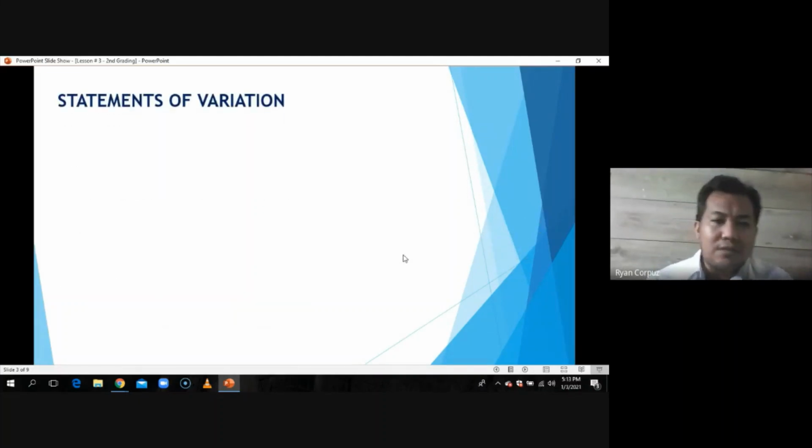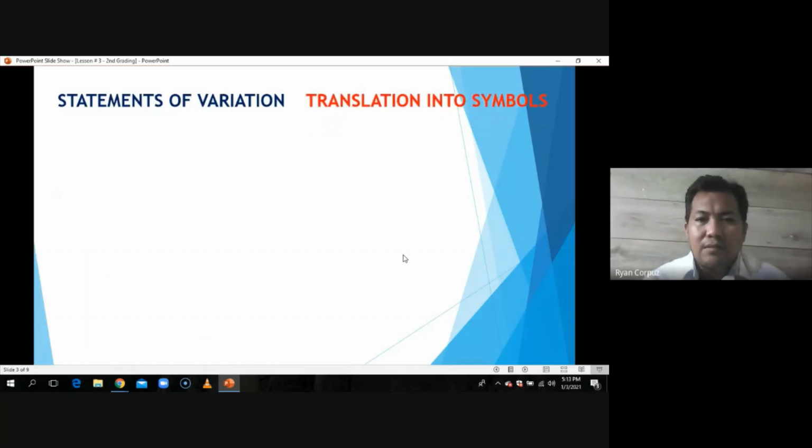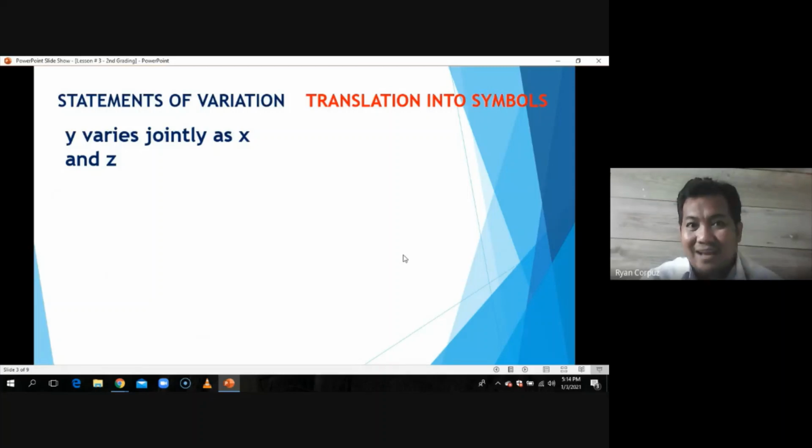We do have here given statements of variation, then the other one is the translation of it into symbols. Unahin natin, first statement. Y varies jointly as x and z. Three quantities tayo dito: y, x, z. Again, when we translate it into symbols, dalawa lagi yung translation natin. The translation of it the same way as we read it, and the other one is its translation in terms of k. Yung unang translation natin, yung y, that would be on the left side of the equation, y is equal na kagad.